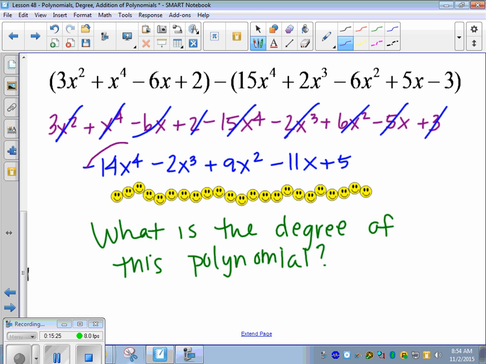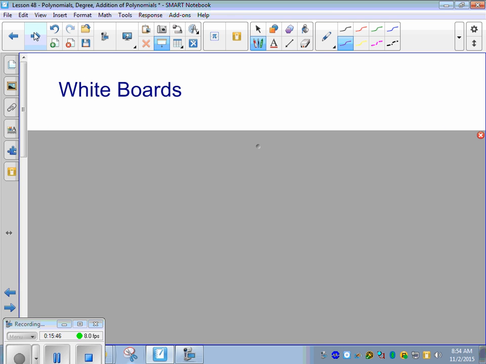The largest exponent, perfect. So we look at this term because it has a degree 4, and it's the highest degree out of any of these terms. So the degree of this polynomial is 4. Great, hopefully you guys all got this as your answer. This is like old news for you guys, so just the vocab is probably the only new thing. Grab a whiteboard.